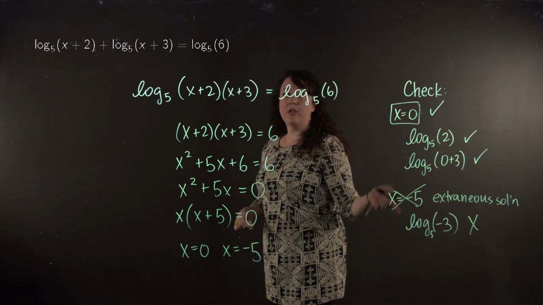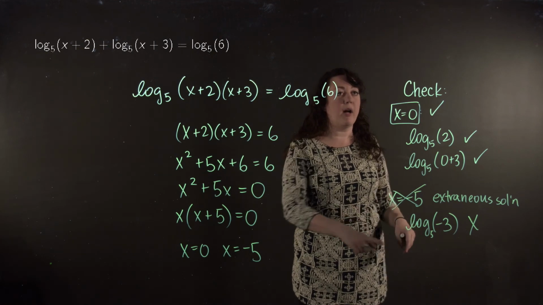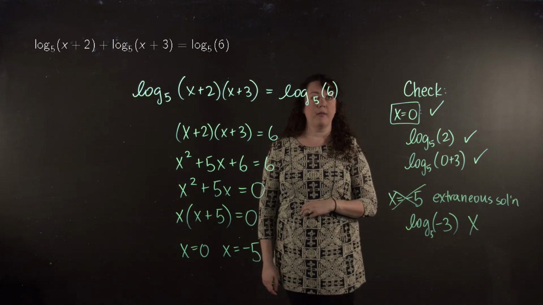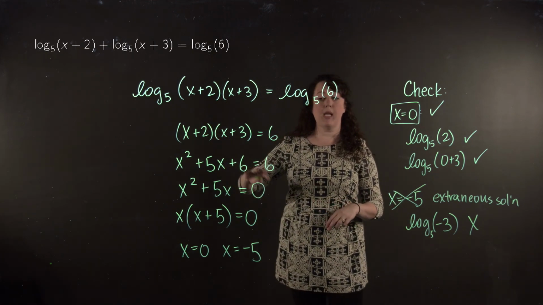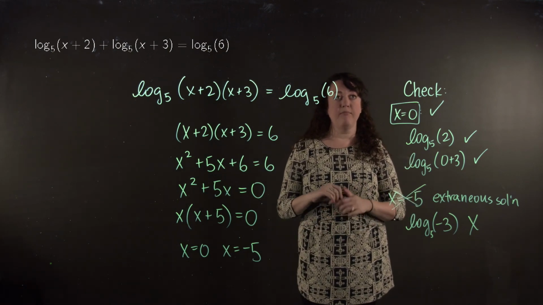So if you're going to get your two answers at the end and you want to check them, you're making sure that you get only positive numbers inside your logarithm. I could have set up my restrictions at the beginning and I would have known really quickly, but if you forget or you just want to do it this way, check at the end.